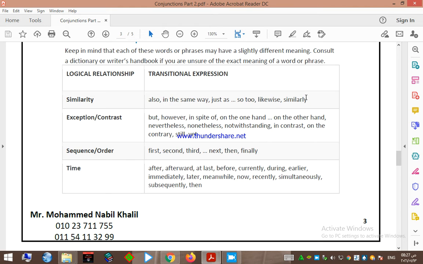We can use transitional words or transitional expressions to show similarity, like also, in the same way, just as, so too, likewise, similarly. We can use some transitional words, expressions to show contrast, exceptions, like but, however, in spite of, on the other hand, on the one hand, nevertheless, nonetheless, notwithstanding, in contrast, on the contrary, still, yet. All of these words are used to show contrast.